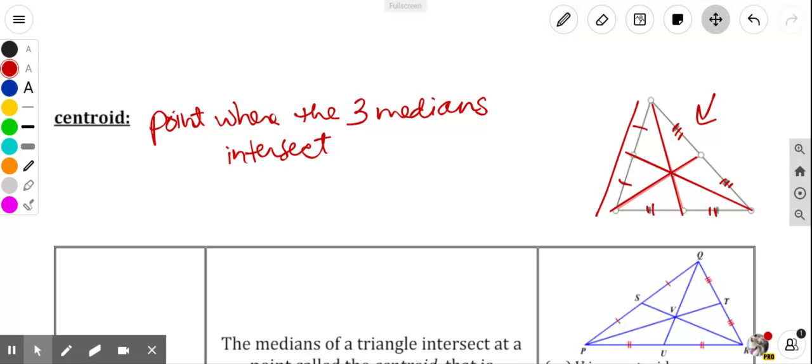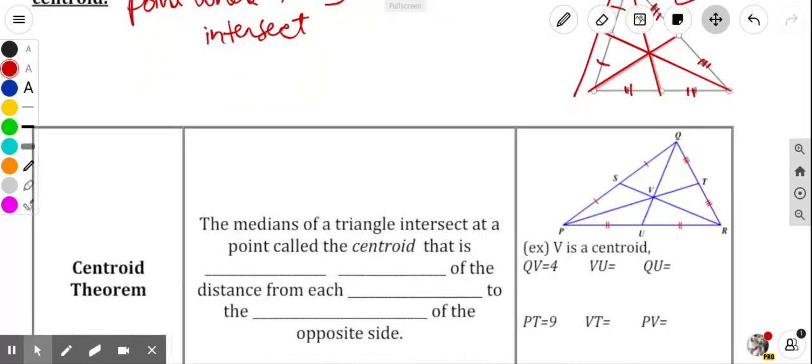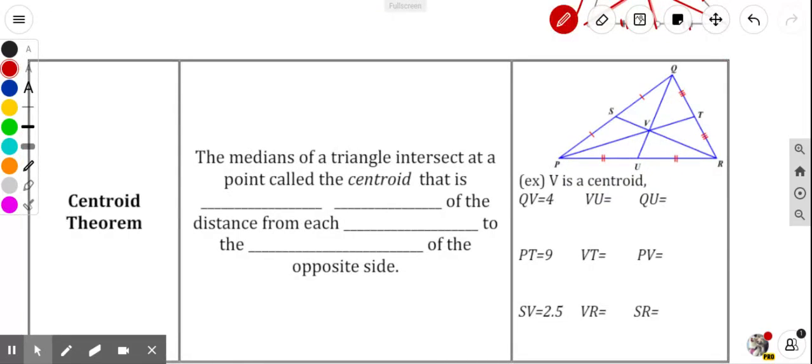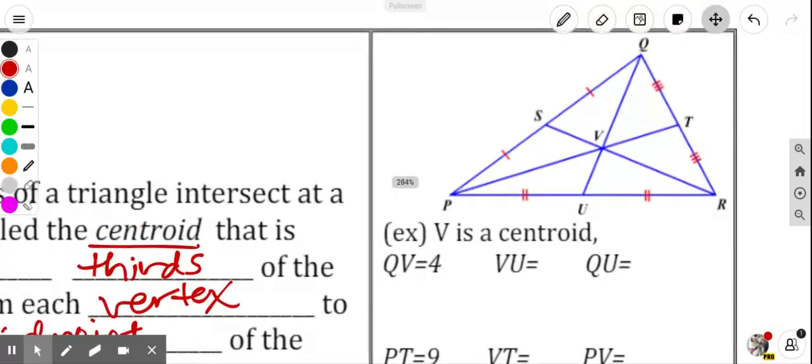And there is a centroid theorem. Centroid theorem is a little bit different and it sounds confusing to start, but it actually is pretty easy once you practice it. So centroid theorem says that the centroid is 2/3 of the distance from each vertex to the midpoint of the opposite side. So 2/3 of the distance from each vertex to the midpoint of the opposite side. And so let's take a look at the picture. Let me explain that a little bit better.